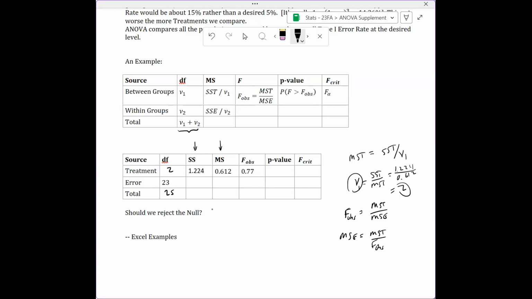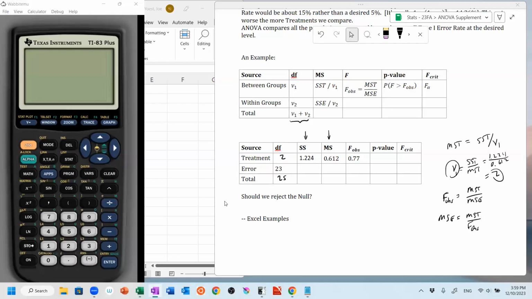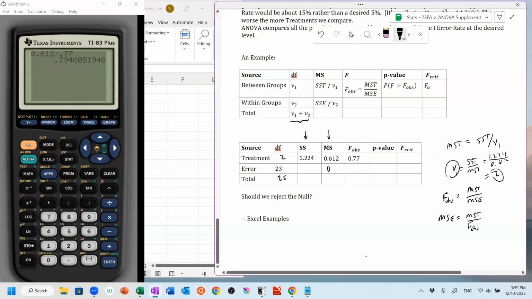MSE is MST over F observed. Let me switch my share here. I have my calculator brought out. So what is MST? That's 0.612 divided by F observed, 0.77. And that gives me about 0.795. Make sure I'm in the, yeah, MSE, 0.795.